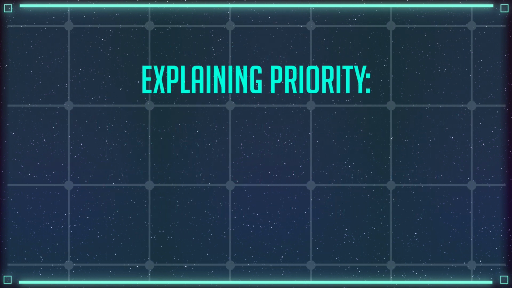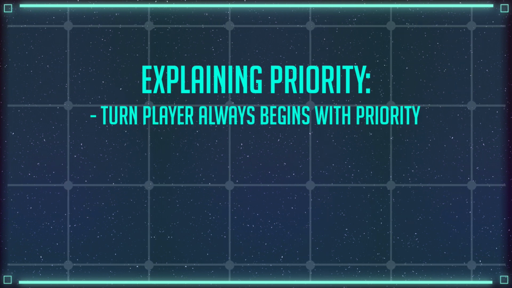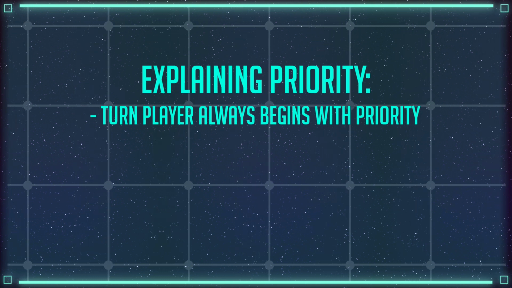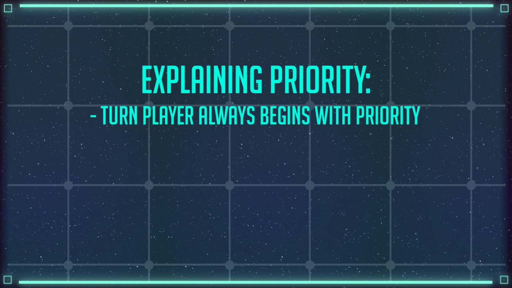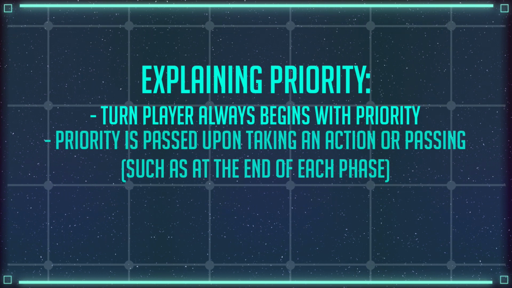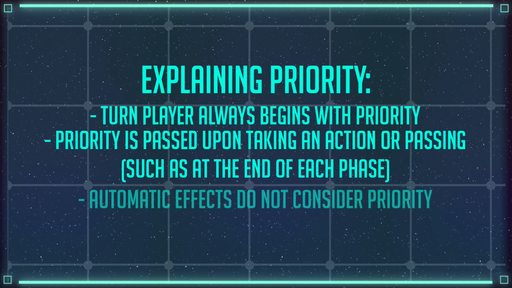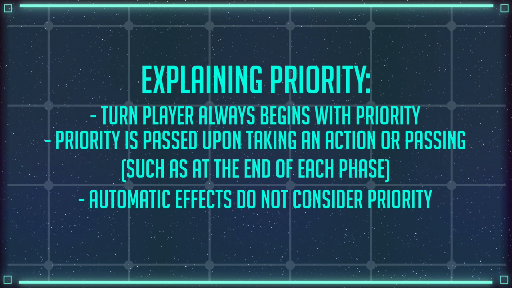In order to put an action on the link, you must have priority. To start with, the turn player always has priority. They have the choice of activating or using a card first. During either player's turn, the player may activate cards. If they choose not to, their opponent may elect to activate a valid card. Effects that activate automatically do not take priority into consideration.